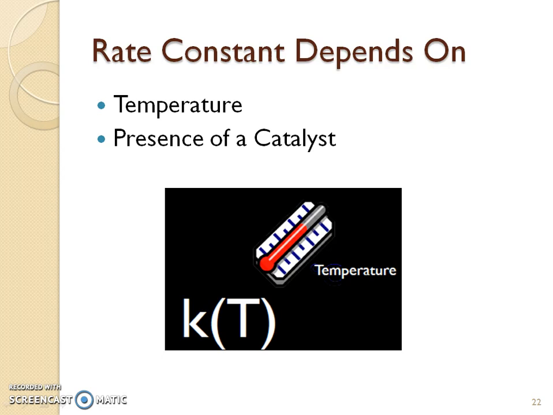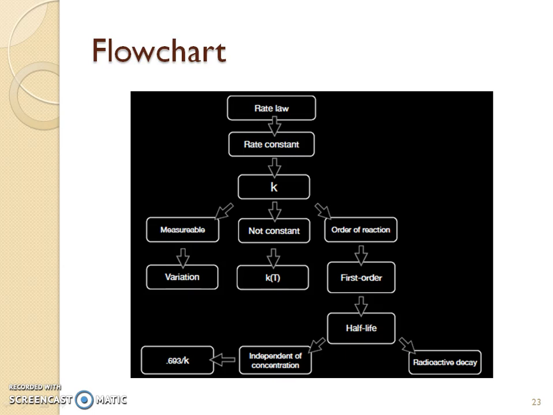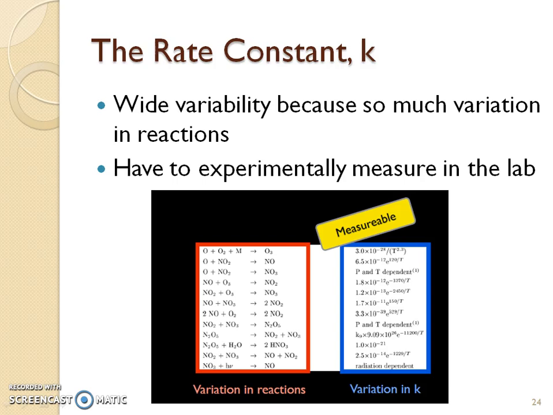The rate constant depends though on temperature and the presence of a catalyst. This is what's a little confusing. We think of a constant as always being the same. Well, a rate constant is the same per reaction. However, that value of k is not always constant because it's going to depend on the temperature of that reaction and if there's a catalyst involved. So again, that rate constant varies so much between reactions as well as within a reaction.